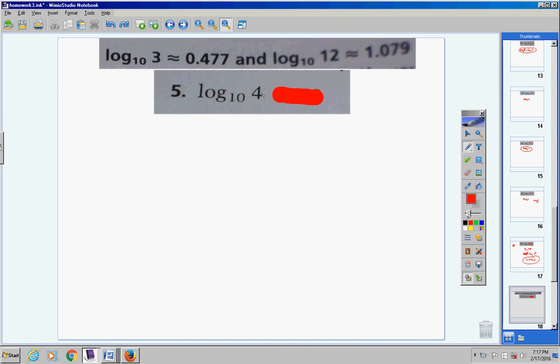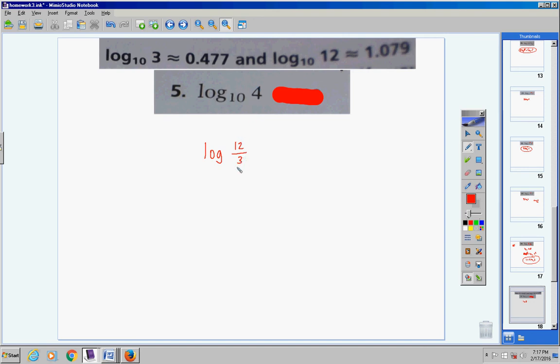We do not know the logarithm of 4. So how can I change this 4 over to a 12 and a 3? Well, I've got an idea. How about this? I'm not going to put the 10 here. What's 12 divided by 3? 4. Is it not? Sure it is. So instead of putting 4, put 12 divided by 3.